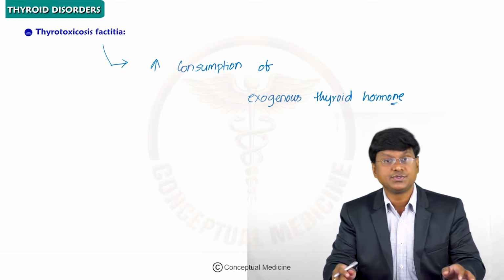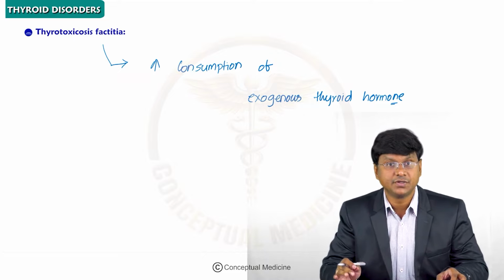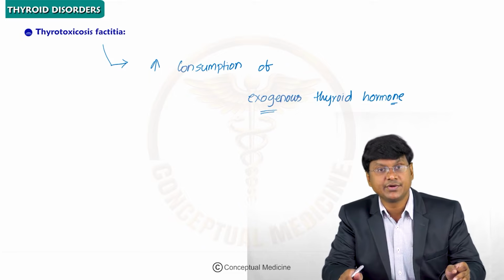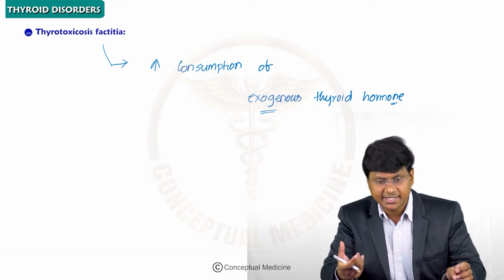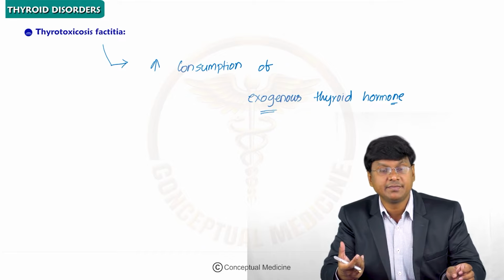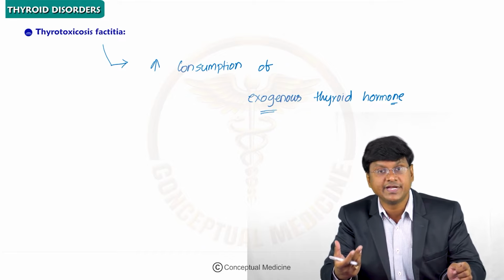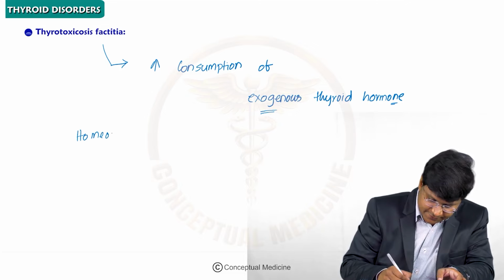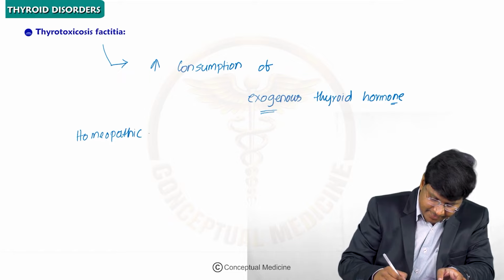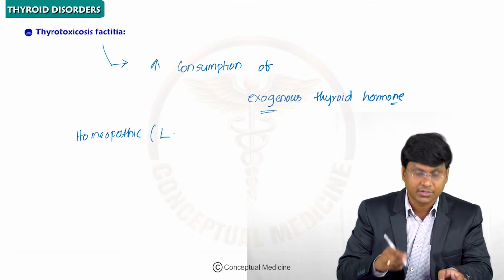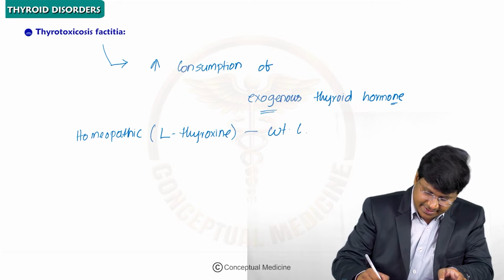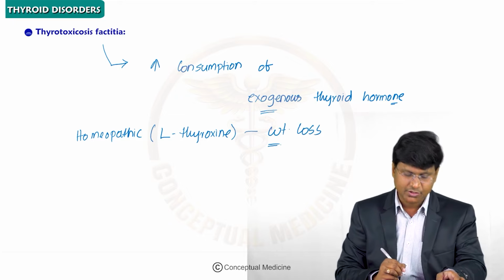Okay, so that is thyrotoxicosis factitia. The scenarios where you have this exogenous thyroid hormone supplementation are, for example, some individuals take ayurvedic or homeopathic medications for weight loss, and these medications contain levothyroxine. This levothyroxine increases the basal metabolic rate of the individual and causes weight loss.